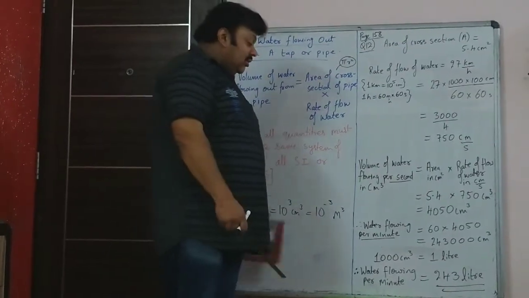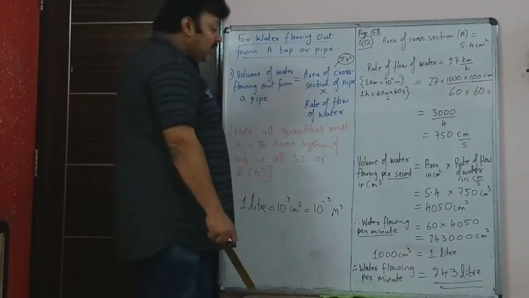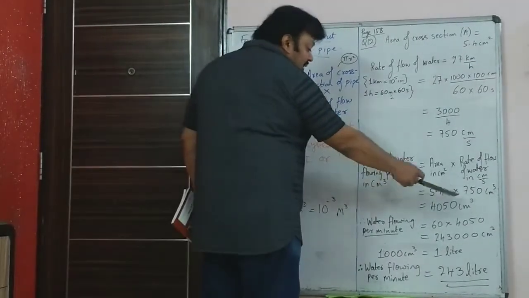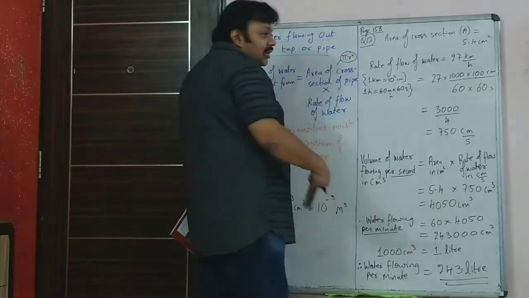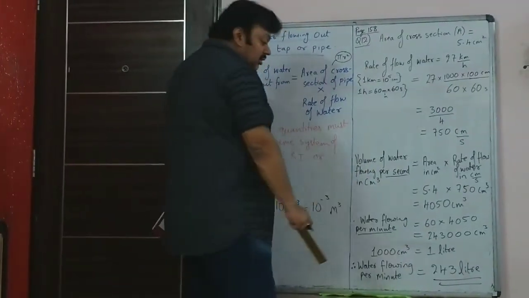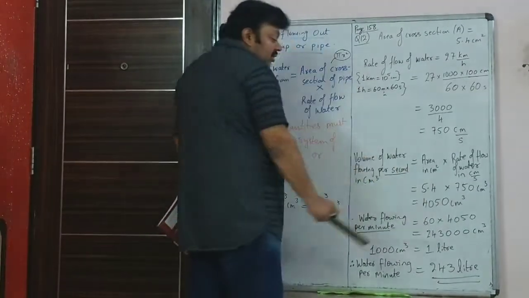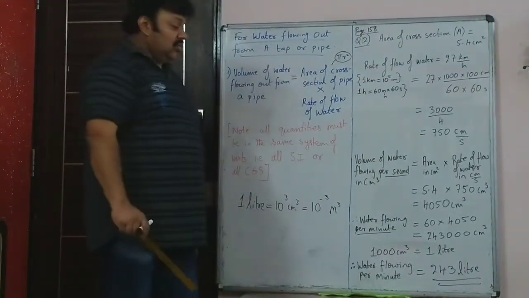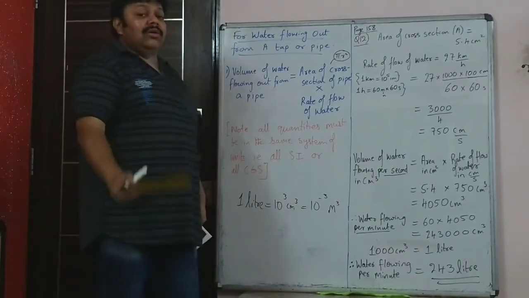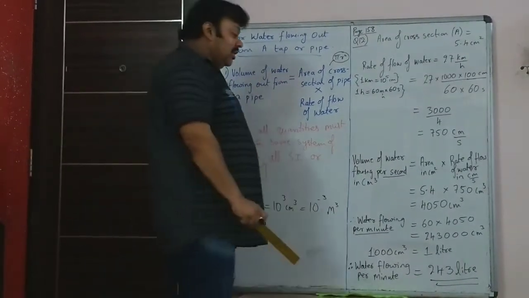But the question asks you to find the volume of water flowing in 1 minute. So if in 1 second this much water is coming out, in 1 minute it will be 60 times that, because in a minute there are 60 seconds. So 60 into 4050 centimeter cube would be the volume of water that flows out of the tap in 1 full minute or 60 seconds.